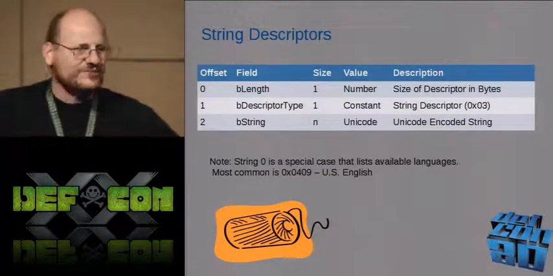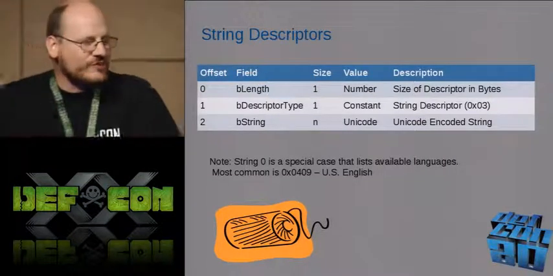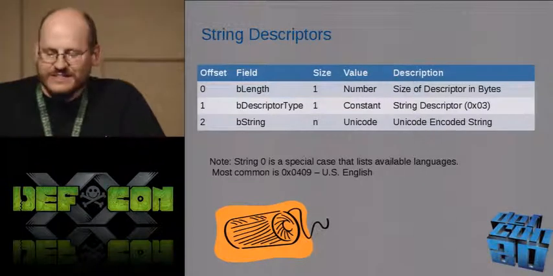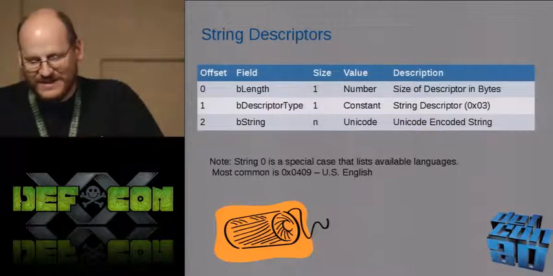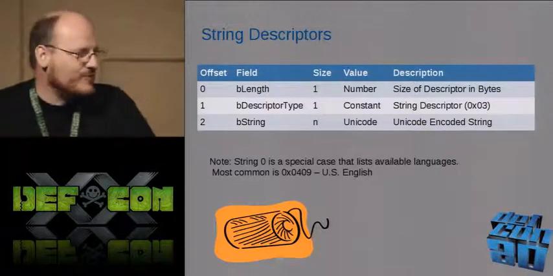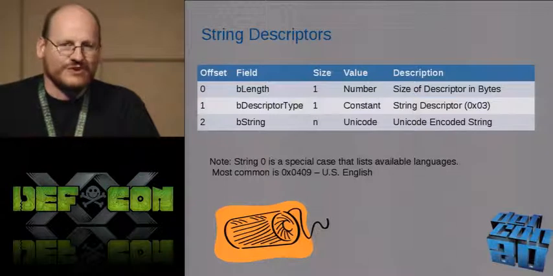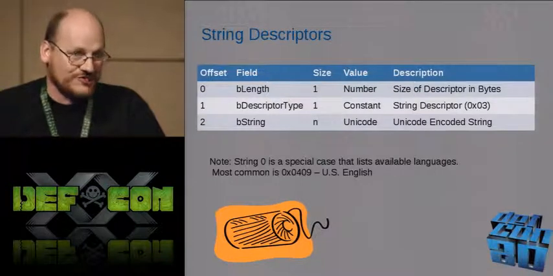And then we have string descriptors. String descriptors give you Unicode text. Again, the first thing it's going to give you is the length, then it's going to give you the type. It's type 3, it's a string descriptor. And then it's going to give you a Unicode string, which for most of us here is pretty much ASCII text, where every other byte is just 0.